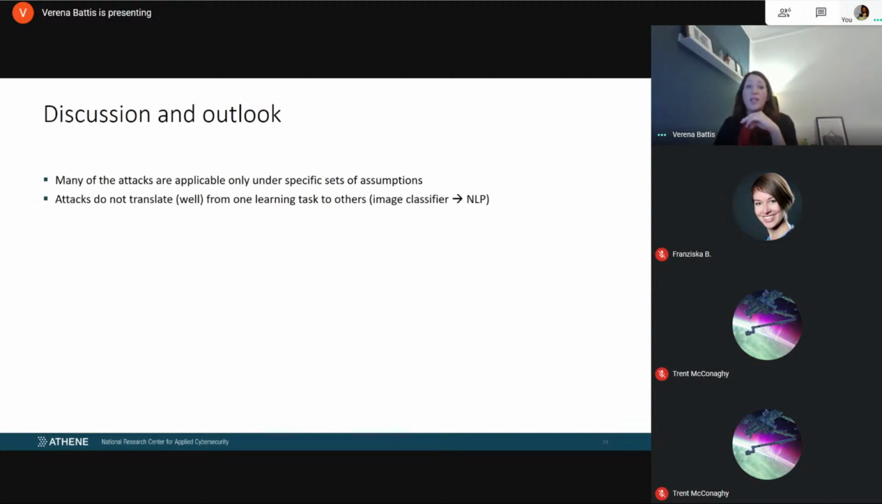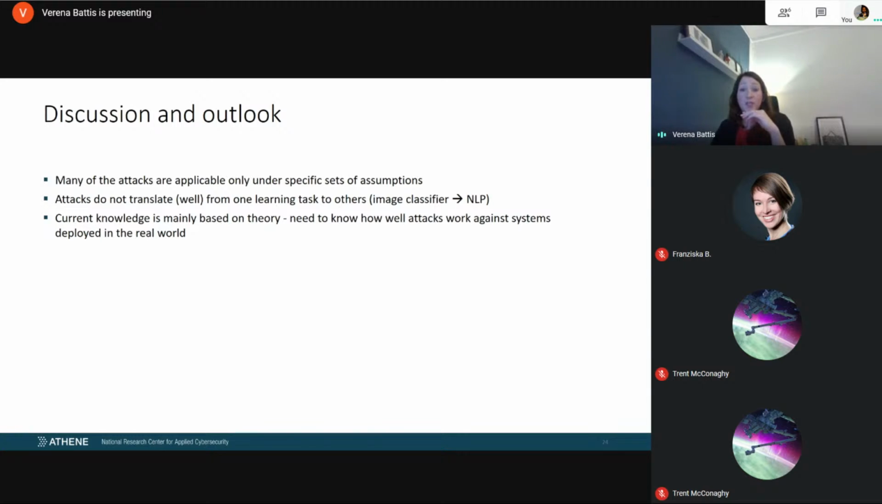On the other hand, attacks do not translate well from one learning task to another. For instance, they work in image classification, but they do not work, or do not work as well, in natural language processing tasks. The current knowledge is mainly based on theory, but we need to know how well those attacks work against systems deployed in the wild.